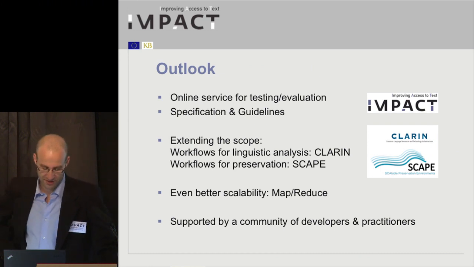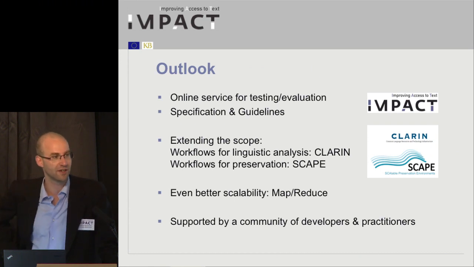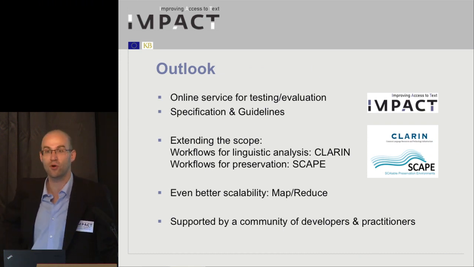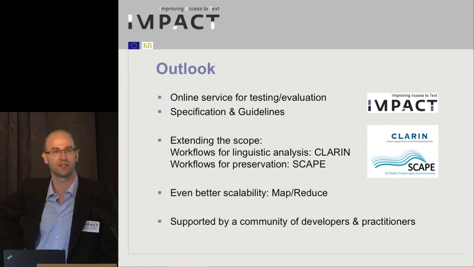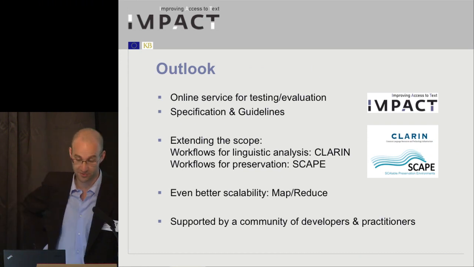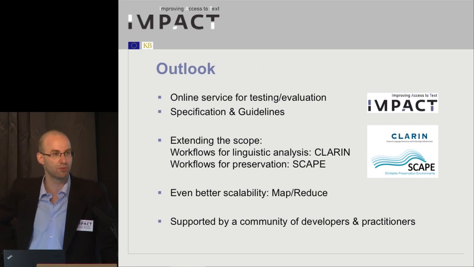So this is the use and impact. There will be a specification and guidelines still to be released, but we've already seen, and we're quite happy about that, some take-up in other communities. For example, Clarion, which we will hear about tomorrow, is also a large European effort to work on linguistic analysis of texts. And recently a new project in this library domain started, Scape. It's about preservation and scaling up preservation. There we also see that they're using a number of Impact tools, and, which we're very glad for, further helping to improve them and sustain them after the project has ended.